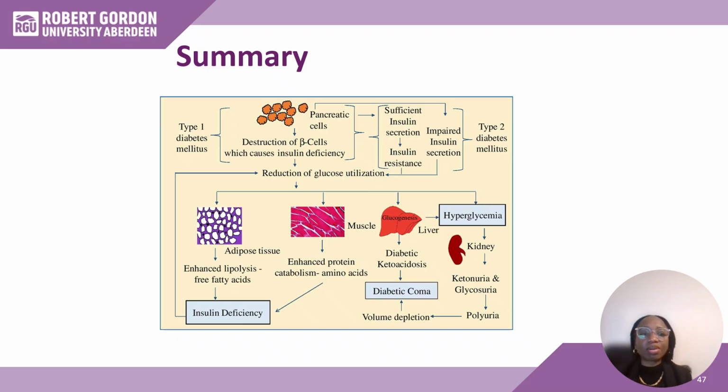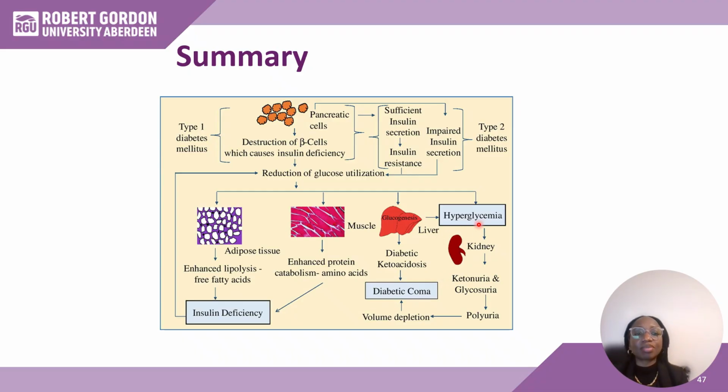Okay, just to summarize type 1 diabetes: you have a destruction of the beta cells, which causes insulin deficiency. As you can see, in the pancreatic cells there is not enough insulin, so this reduction in glucose utilization affects the adipose tissue, so there's enhanced lipolysis and free fatty acids due to insulin deficiency. You have enhanced protein catabolism. Then you end up with gluconeogenesis, which results in diabetic ketoacidosis, because there's a bigger production of ketones.